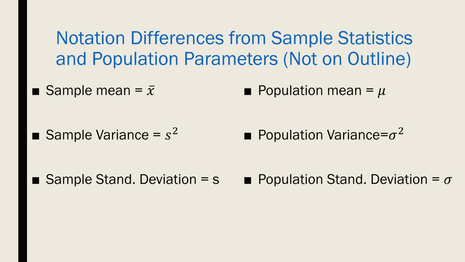There are some notation differences between sample statistics and population parameters. The sample mean is denoted by X bar. The population mean is denoted by mu. Sample variance equals S squared. The population variance equals sigma squared. This is called sigma.